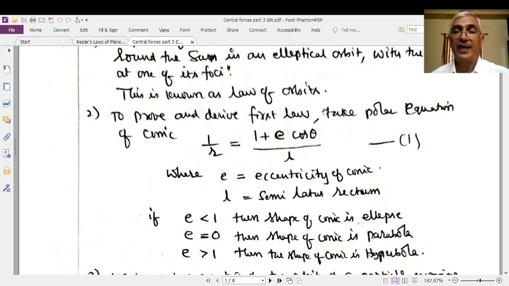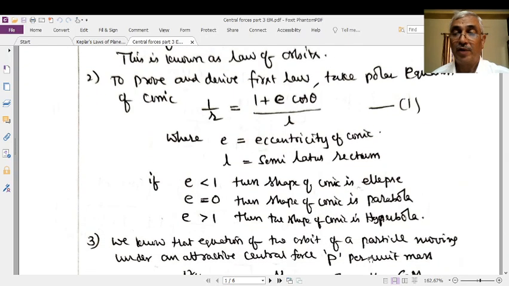Right. The general polar equation for a conic, in polar coordinates in terms of r and theta, is 1 by r is equal to 1 plus e cos theta by L, in which r is the magnitude of the radius vector, theta is the angular displacement, e is the eccentricity of the conic and L is the semi-latus rectum. Now the thing is, the e value will decide whether the conic shape is an ellipse, a parabola or a hyperbola.